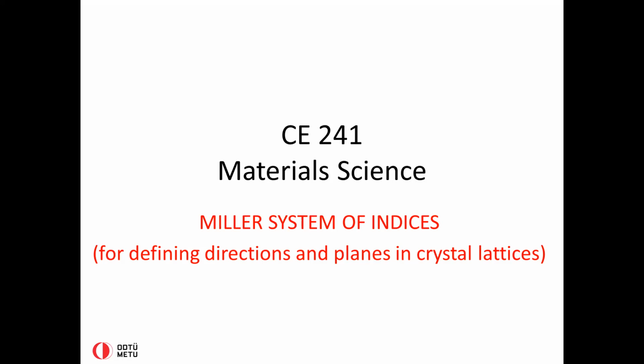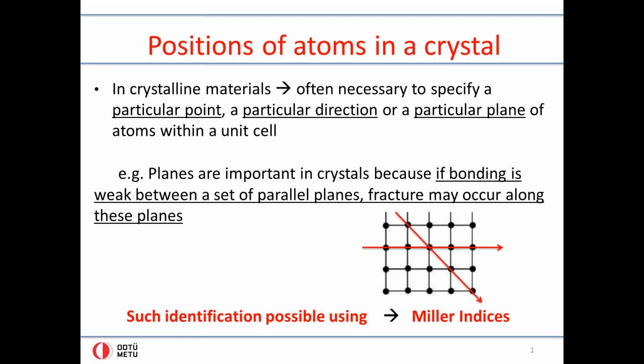properties of the crystal, is done via a system called the Miller system of indices, or shortly Miller indices. So what this does is that it allows us to identify points, directions, or planes, meaning make identifications in 0 dimensions, 1 dimension, or 2 dimensions within a unit cell of a given crystal.